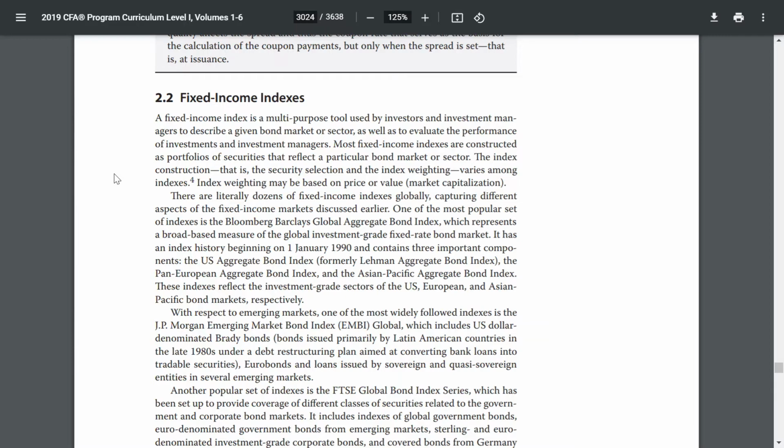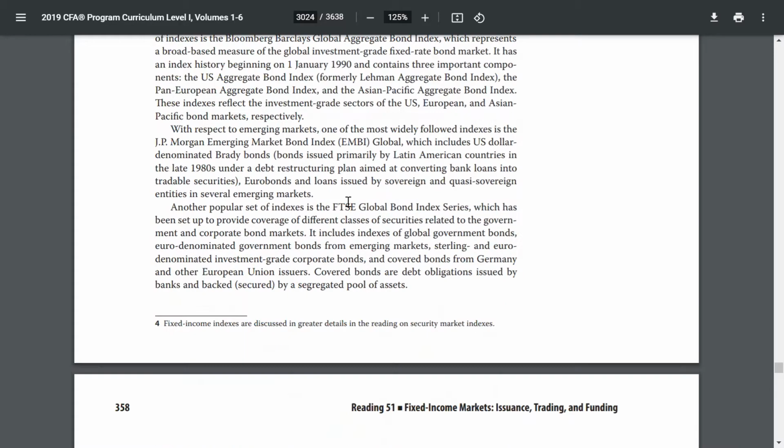As discussed earlier, one of the most popular is the Bloomberg Barclays Global Aggregate Bond Index, which represents a broad-based measure of the global investment grade fixed-rate bond market. It has an index history beginning on the 1st of January 1990 and contains three important components: the U.S. Aggregate Bond Index, the Pan-European Aggregate Bond Index, and the Asian-Pacific Aggregate Bond Index. With respect to emerging markets, one of the most widely followed indexes is the J.P. Morgan Emerging Market Bond Index, or the EMBI, which includes U.S. dollar-denominated Brady bonds. Brady bonds were issued primarily by Latin American countries in the late 1980s under a debt restructuring plan. Another popular set of indexes is the FTSE Global Index Series.